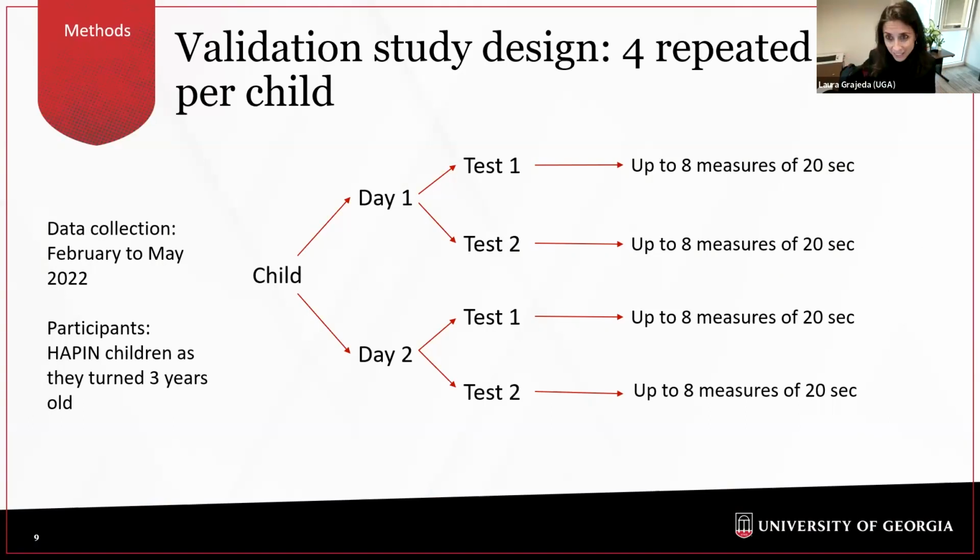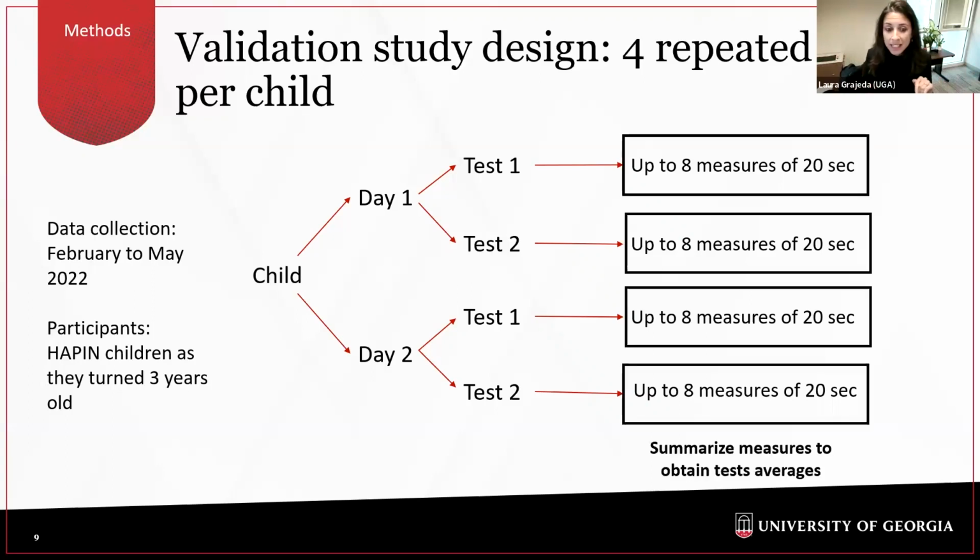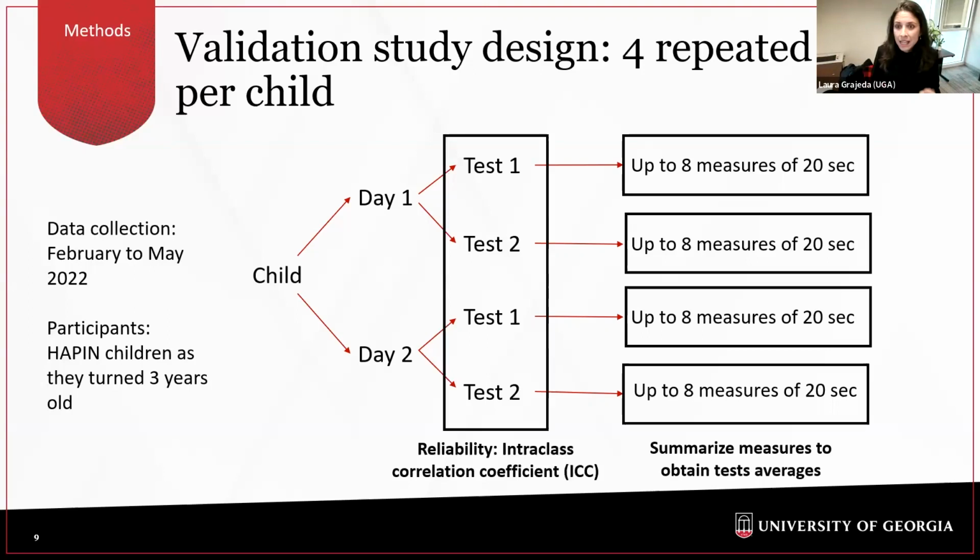Then each test is composed of the average of up to 8 measures, 20 seconds each. So to organize this data that has multiple levels, the first step is to summarize the measures to obtain test averages. And then to study the reliability, the second step is to calculate the intraclass correlation coefficient from the tests.